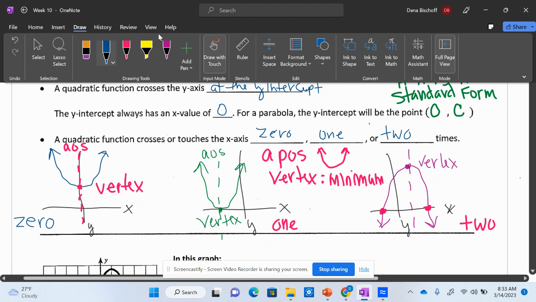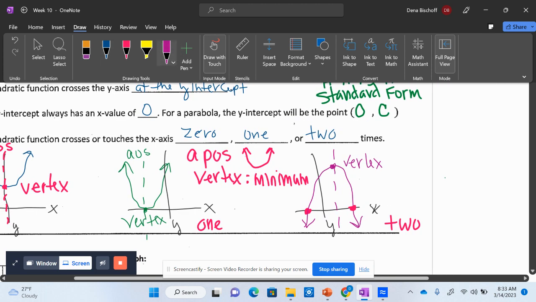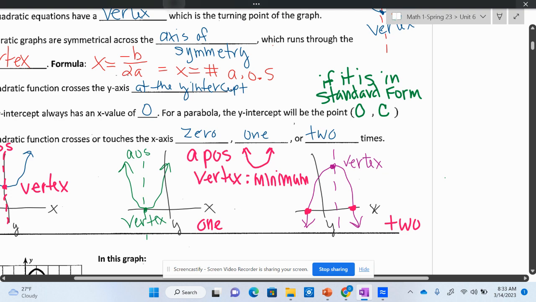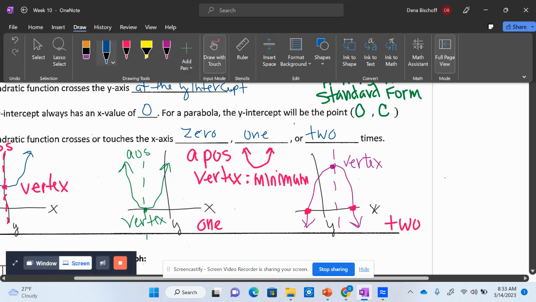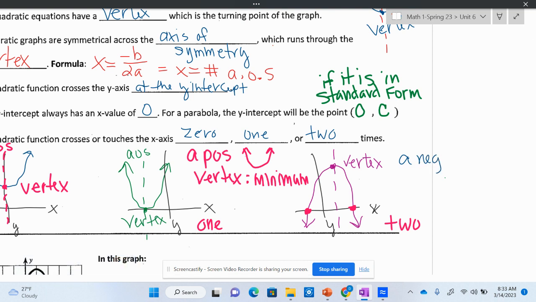If you look at the very last example that I did, A is not positive, A is negative, because that graph is going in a frown, right? Do you see how my graph is frowning here? So in this example, A is negative. I want you to look at the vertex there. Is the vertex here the highest or the lowest point of my graph? It's the highest. So when A is negative, your vertex is not a minimum.